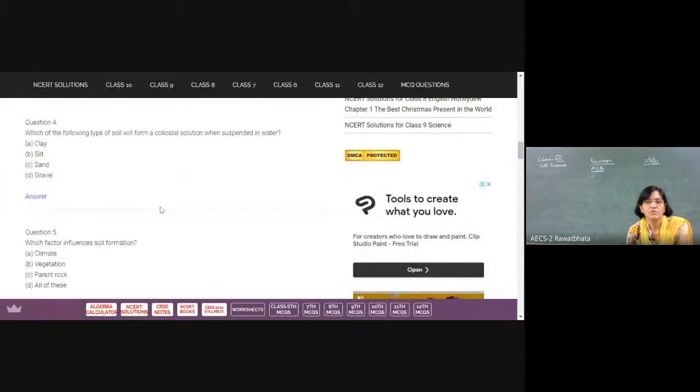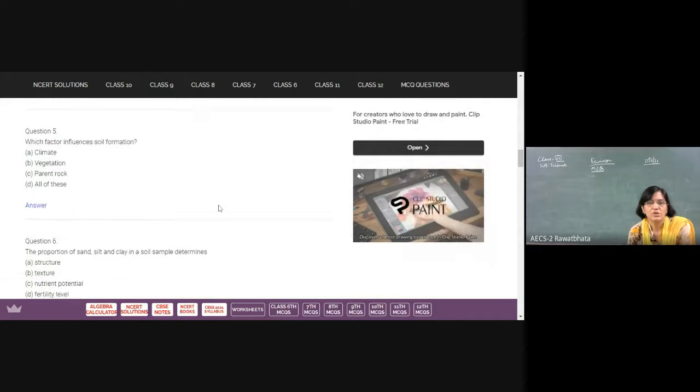Very good. Which of the following type of soil will form a colloidal solution when suspended in water? Colloid, only that will form which will be very, very thin. Colloid, just like we have the starch solution, once we dissolve starch in water, or say, for example, milk is also a colloid. Which option according to us is correct? Option A. That is clay. Yeah, right.